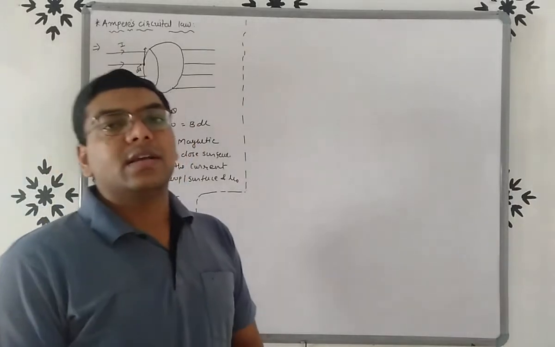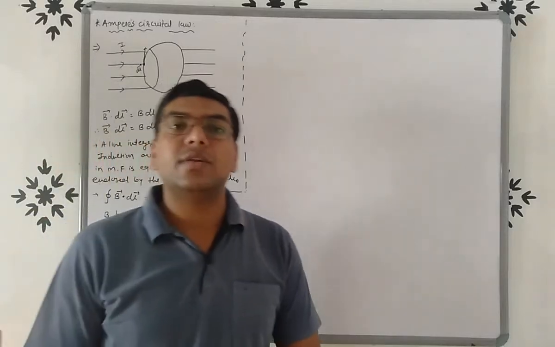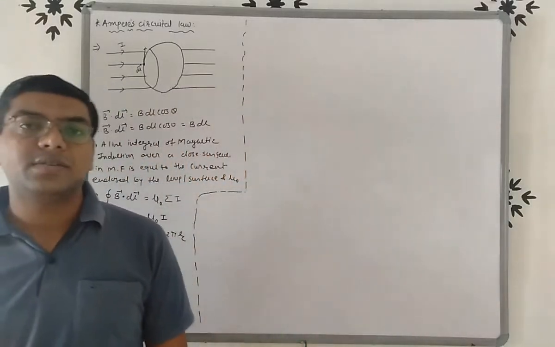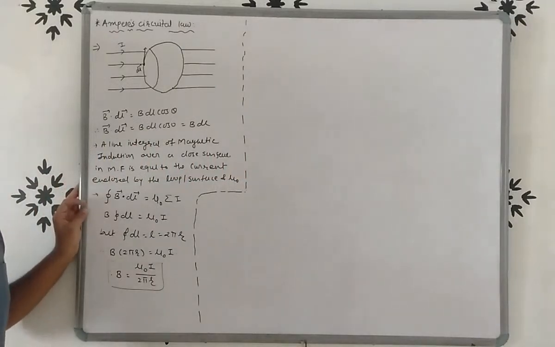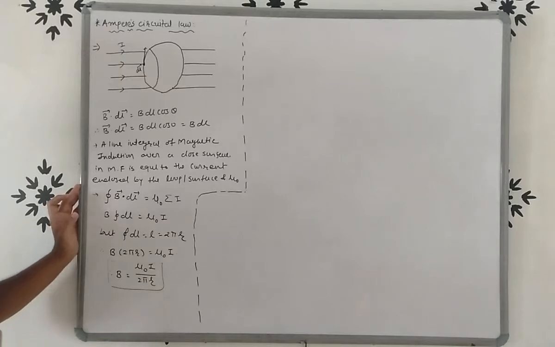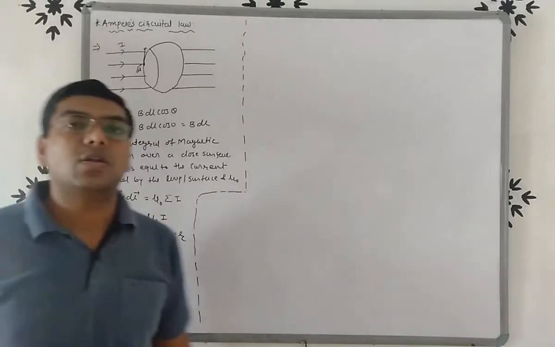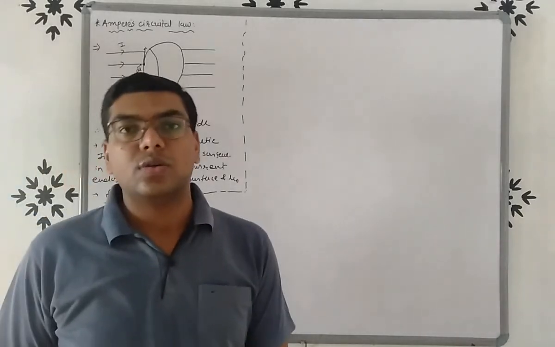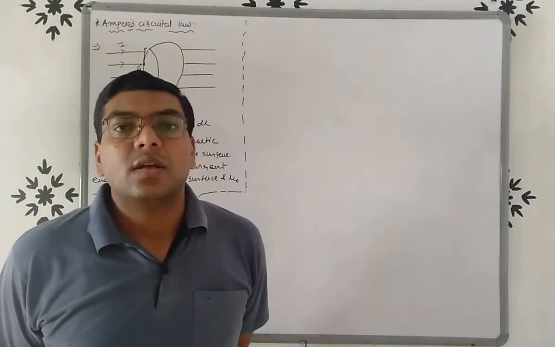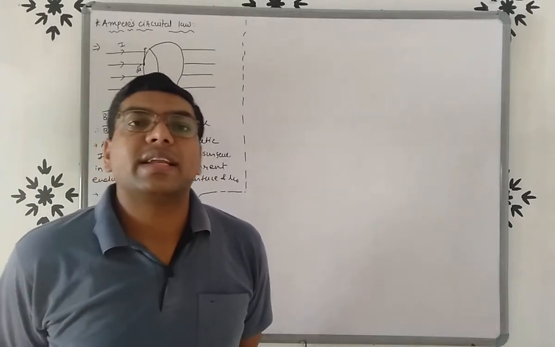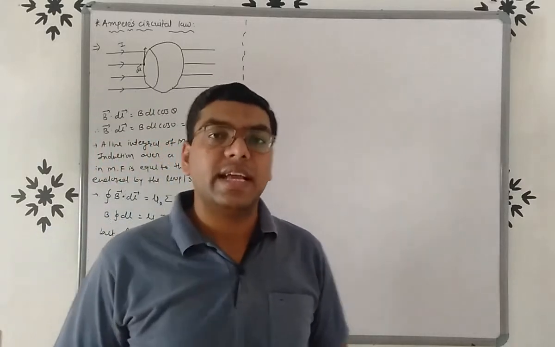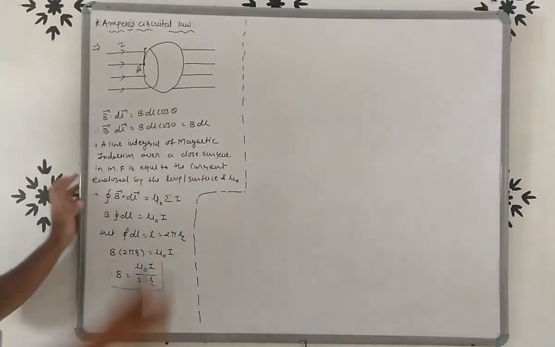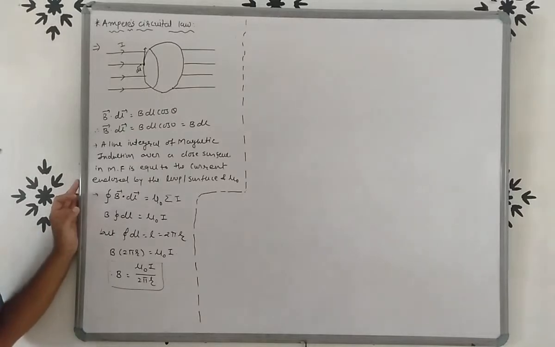Right? Next point, we already know that for a circular loop, the tangent shows the direction of magnetic field. So for any closed circular loop, the direction of magnetic field is given by the tangent. Right? So if we draw a tangent, then it will give the direction of magnetic field.